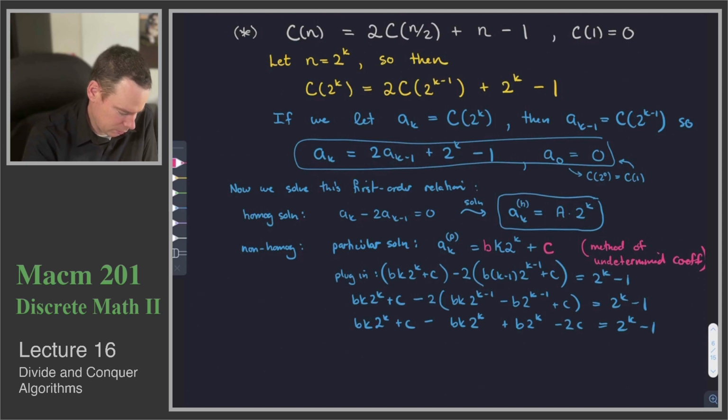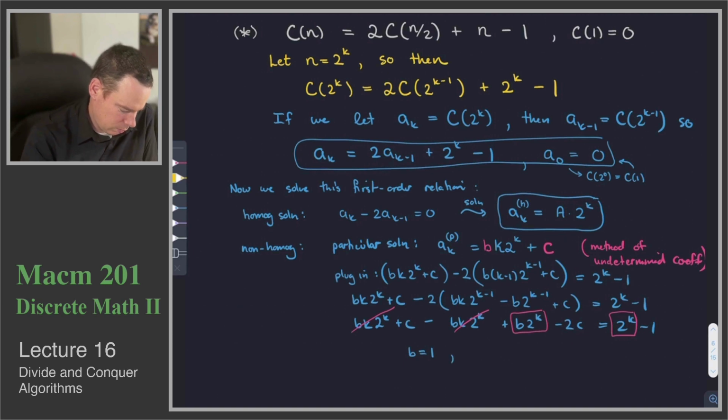I see that there's some cancellation happening here. There's a b k 2^k that cancels with the negative b k 2^k. So what I have is that on this left side, I've got a b 2^k, but on the right side, there's just a 2^k. Remember, this equation has to hold for all k. So this tells me immediately that b has to be 1.